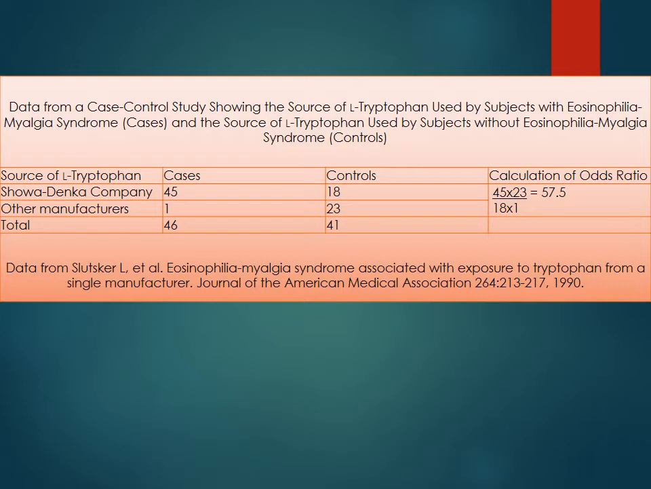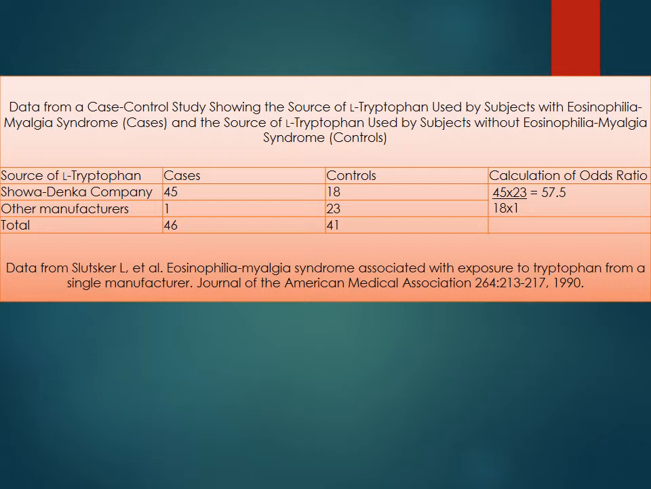Whereas if I was looking at the risk of it occurring, say they did a prospective study, it would end up being the number of cases divided by the total number of people who were at risk for developing this. So in this situation, if I were to do a risk ratio for a prospective type of study, I would end up doing 45 divided by 45 plus 18.